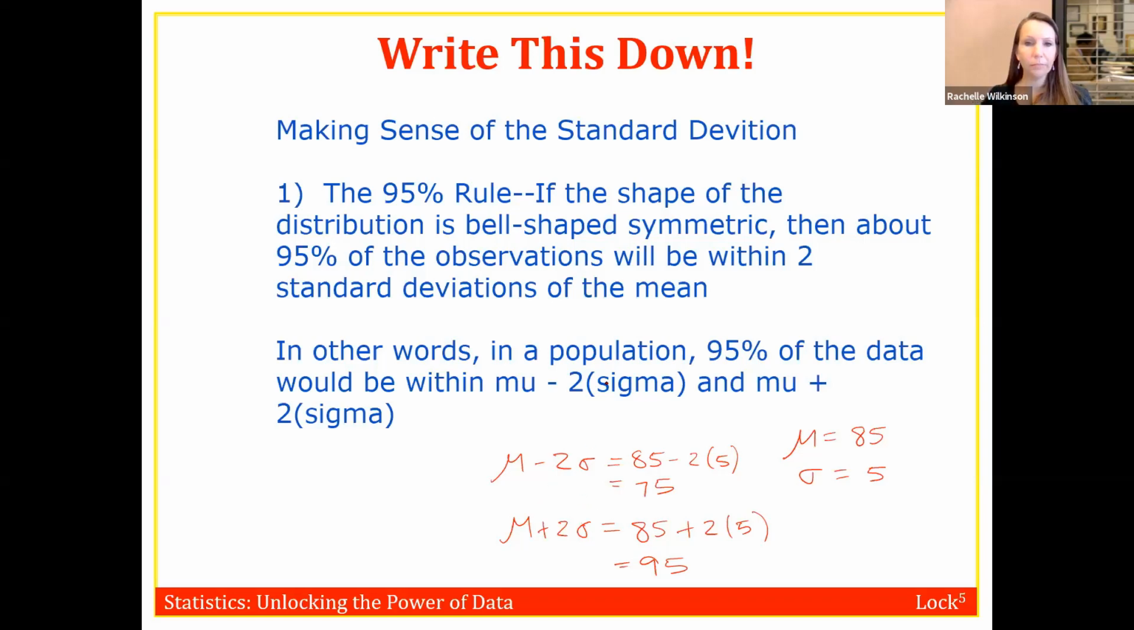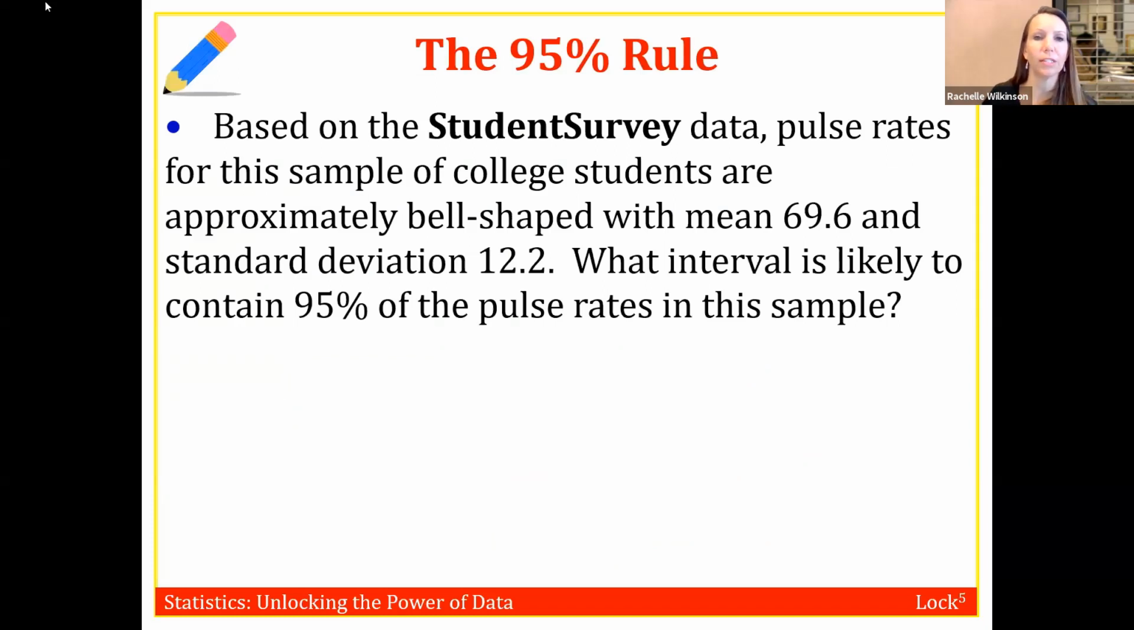Here's an example. Based on student survey data, pulse rates for a sample of college students are approximately bell-shaped. They have a mean of 69.6 and a standard deviation of 12.2. What interval is likely to contain 95% of the pulse rates in this sample? This is just what we were looking at. Between what 2 values are 95% of the pulse rates? To figure that out, we take the mean minus 2 standard deviations and the mean plus 2 standard deviations, and we see what 2 numbers we get.